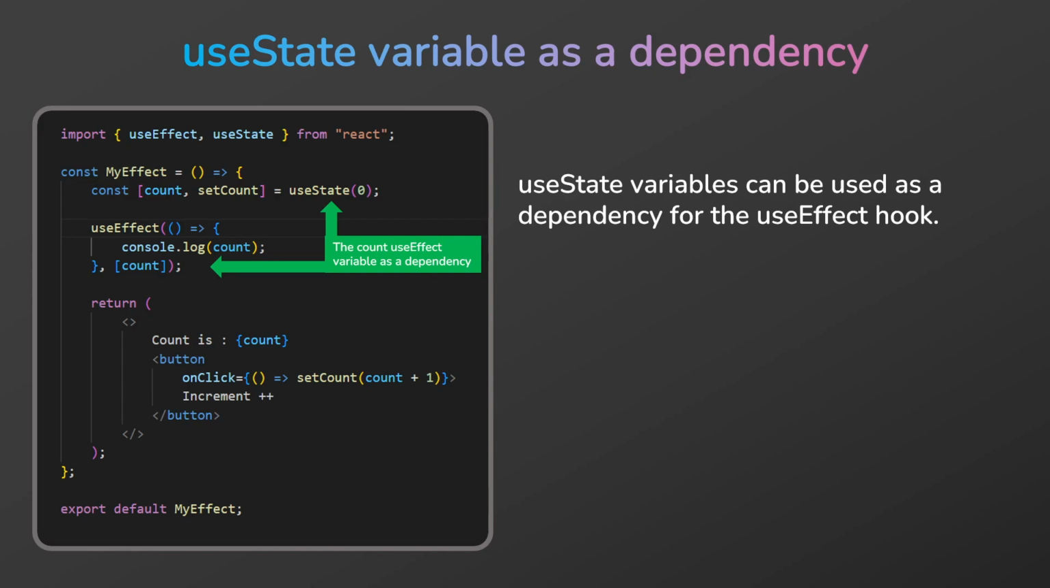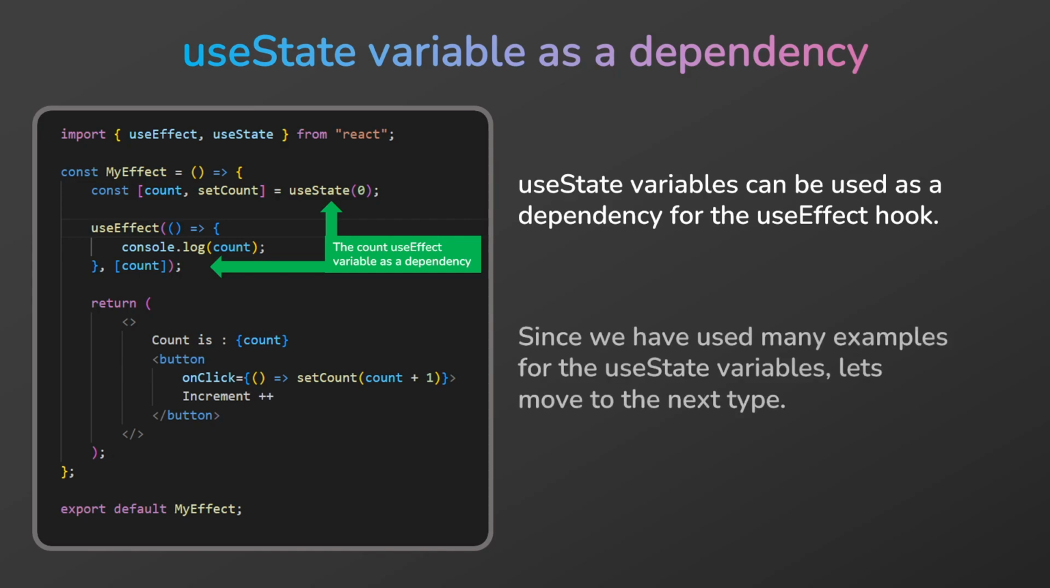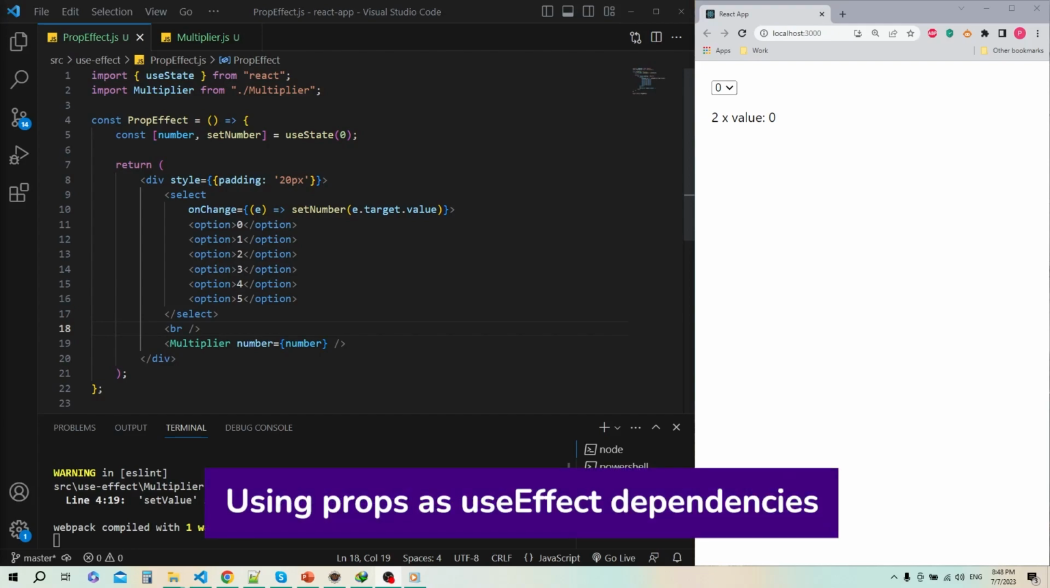useState variables can be used as a dependency for the useEffect hook. The code snippet illustrates how to use a useState variable as a dependency. Since we have used many examples with useState variables throughout this course, let's move to the next type. As for our next type, let's see how to use props as a dependency.